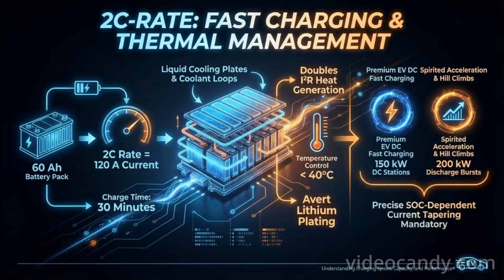A 2C rate corresponds to fast discharge or moderately fast charging. It draws significant current and generates more heat. During rapid acceleration, steep climbs, or regenerative braking, the battery may momentarily discharge at 2C. Some premium EVs with liquid cooling and advanced thermal management can even handle 2C fast charging at DC fast chargers safely.